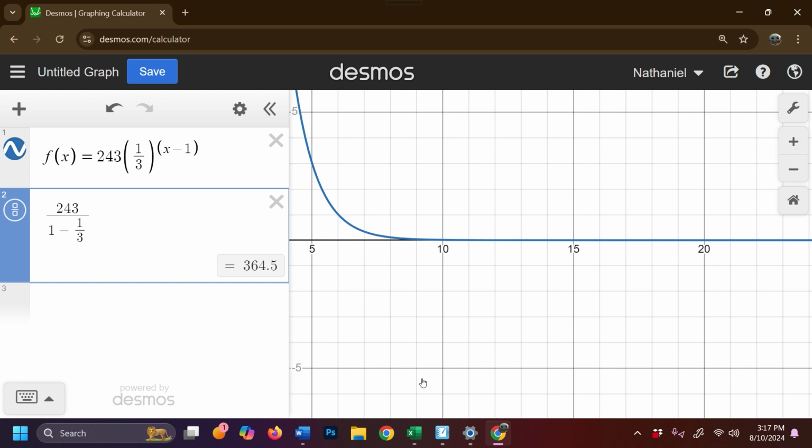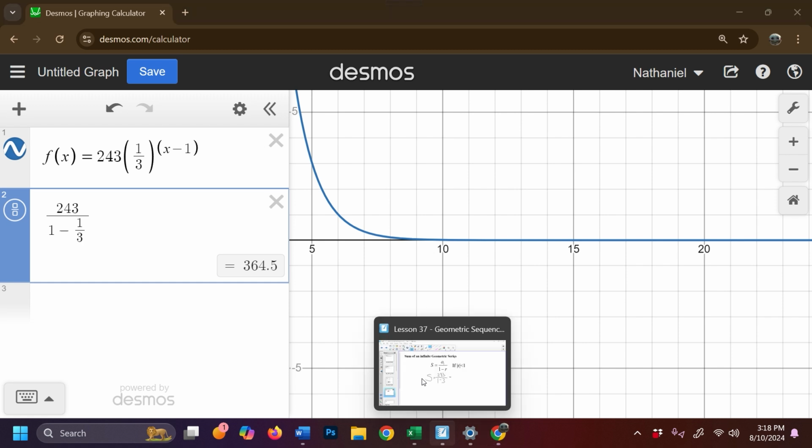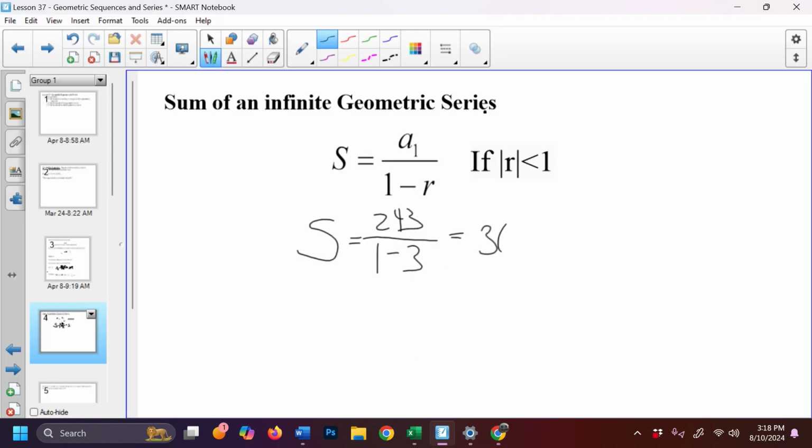And we get a final answer of 364.5 as our final sum, which is pretty crazy to me because this infinite sum is only 1/2 bigger than a sum that we did in the previous example that had only 6 terms in it.